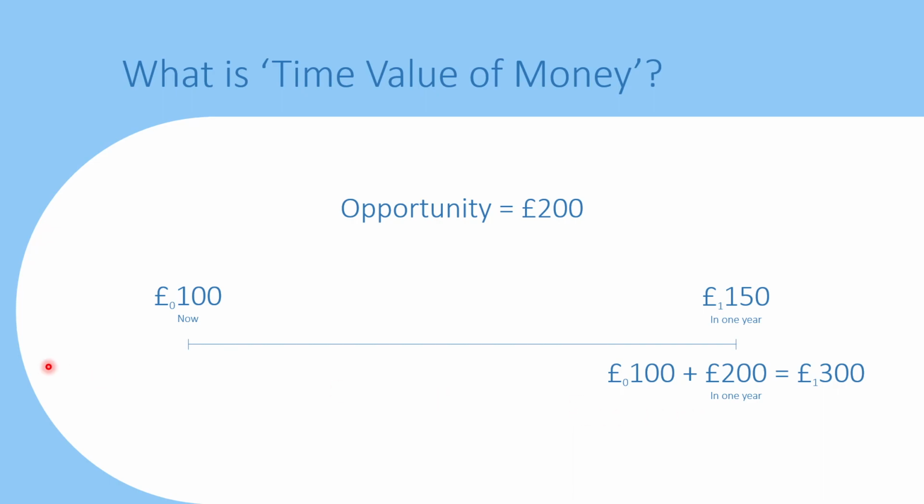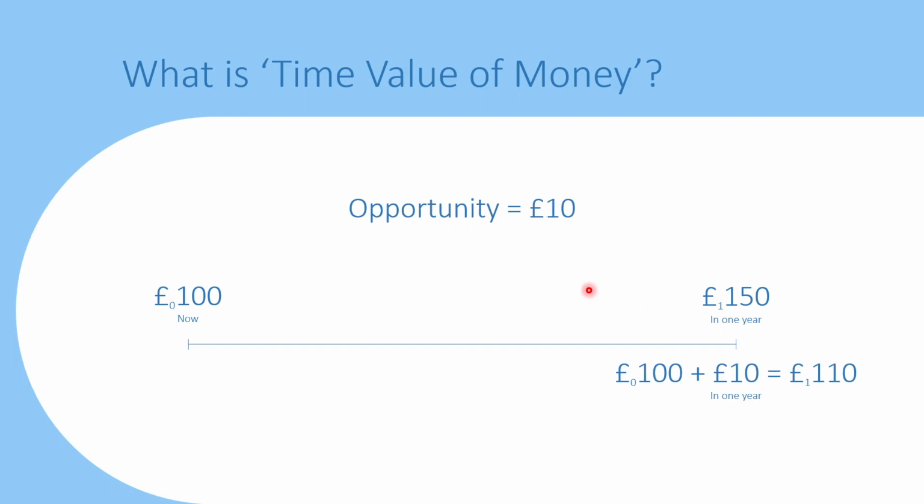You have the 100, which you started off with, plus the £200 of opportunity, and you're left with £300 in 1 year's time. And that's clearly better than the 150. So in that case, you would prefer to go for the 100 because the 100 paired with the opportunity of £200 is much better than the 150 that you will get in 1 year's time.